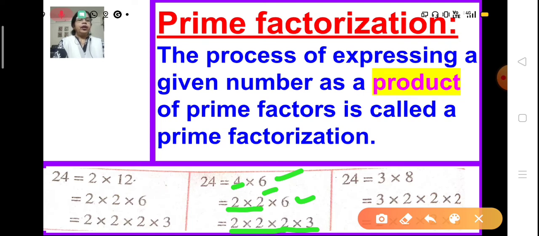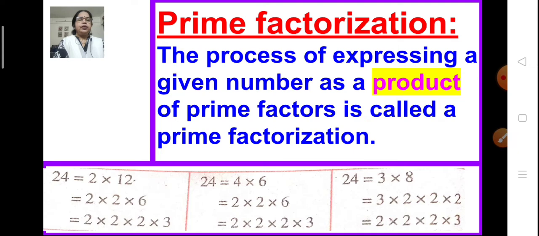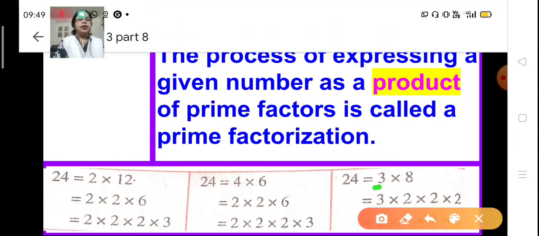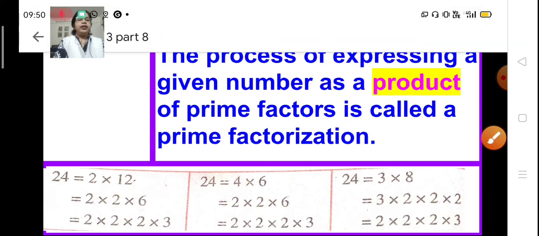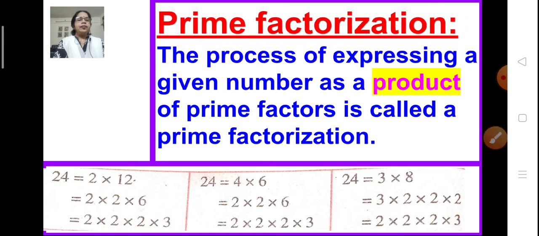Now next expression is 24 is equal to 3 into 8, and here we have 3 as the prime number and 8 will be expressed as 2 into 2 into 2. So the final prime factorization of 24 is 2 into 2 into 2 into 3. Now can you see children, whether we take 24 as 2 into 12 or 4 into 6 or 3 into 8, the prime factorization of 24 is the same, that is 2 into 2 into 2 into 3. So for any number there is only one prime factorization.